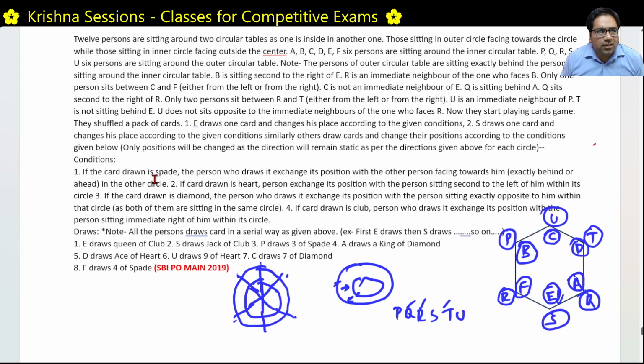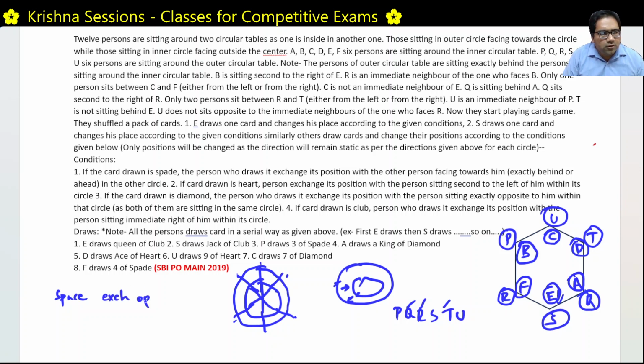He is saying if the card drawn is a spade, the person who draws it exchanges position with the other person facing towards him, exactly behind or ahead in the other circle. What does this mean? We draw a spade. What does that mean? Exchange with the opposite circle, right?